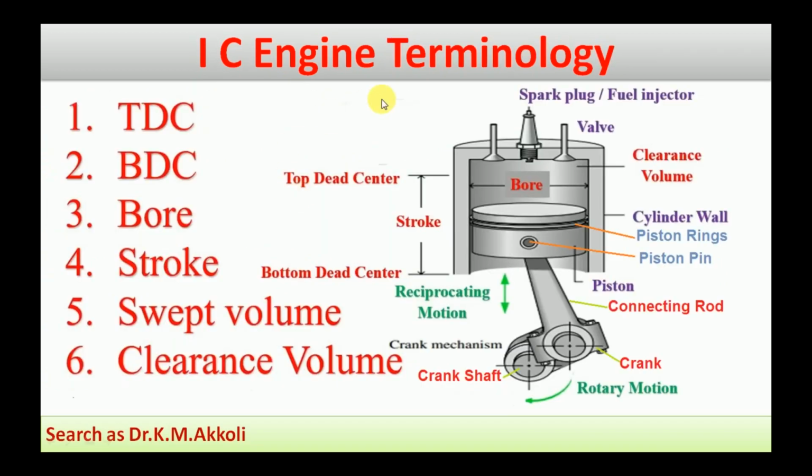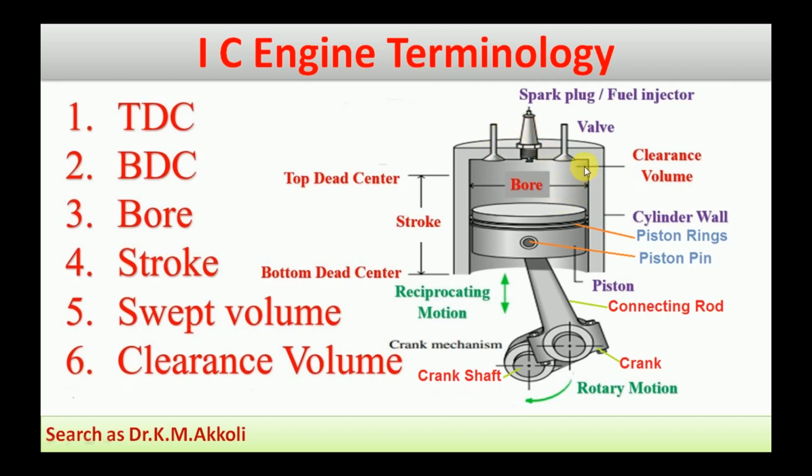Next we will go for the IC engine terminology. In this, we will first take the different parts of the IC engine. This is the engine cylinder, this is the cylinder wall and cylinder head, and these are the piston rings. Then this is the inlet valve and this is the exhaust valve, and this is the spark plug or a fuel injector. The spark plug is used for the petrol engine, the fuel injector is used for the diesel engine.